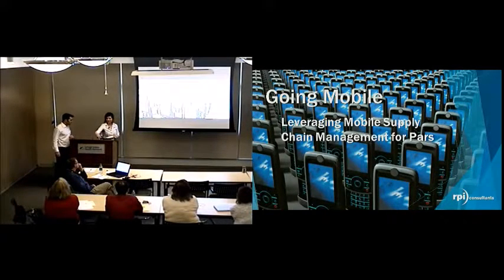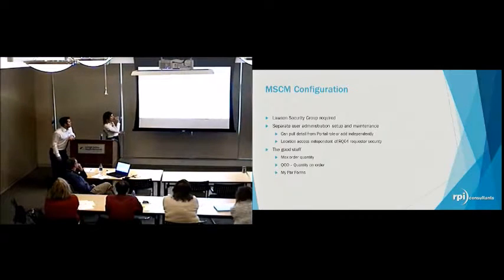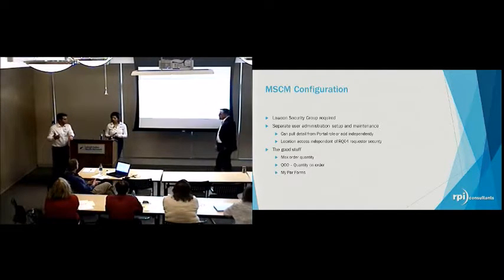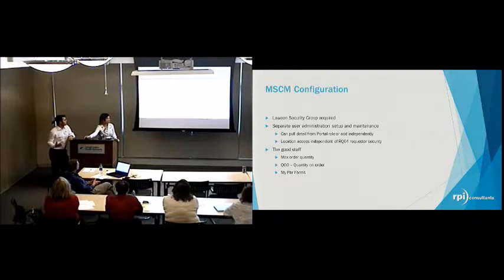Right. Going mobile. Ken has immense experience with MSCM, so I'm going to take over a little bit. Okay. All right. So we're talking a little bit about MSCM configurations. The first thing that you do, if you're running MSCM, you already know this. You have to create a Lawson security group on the S3 side, and your MSCM users need to be assigned that group in order to show up in mobile supply chain. So that's one of the first steps that needs to take place.